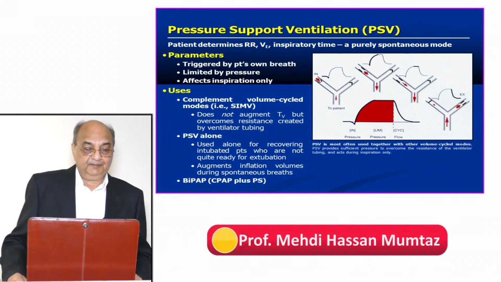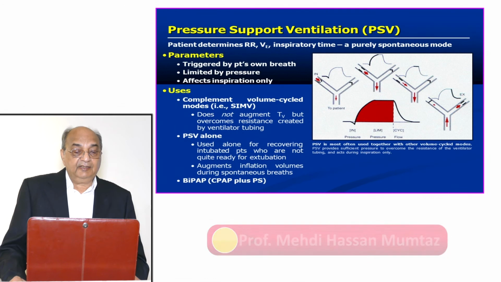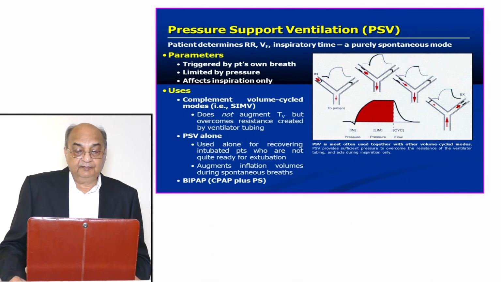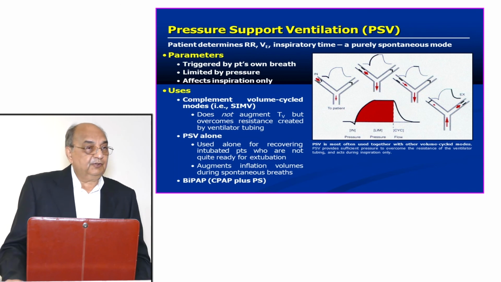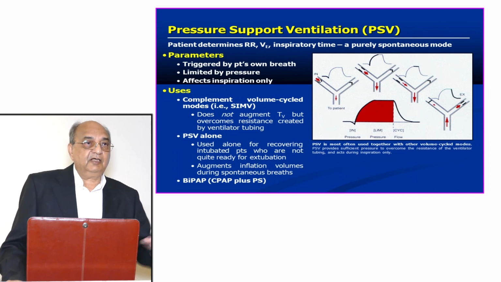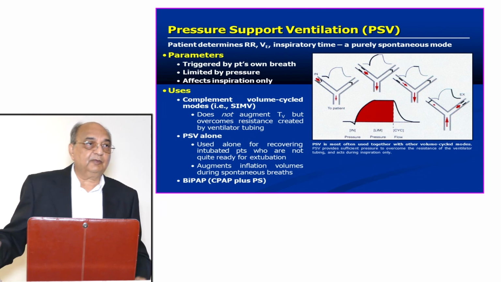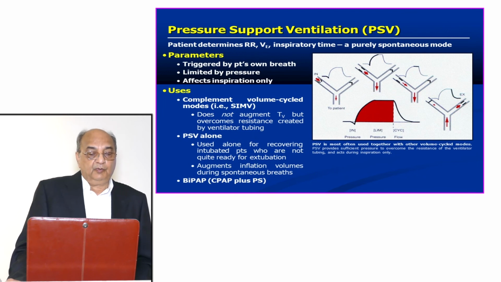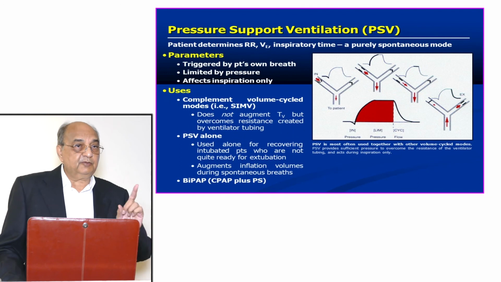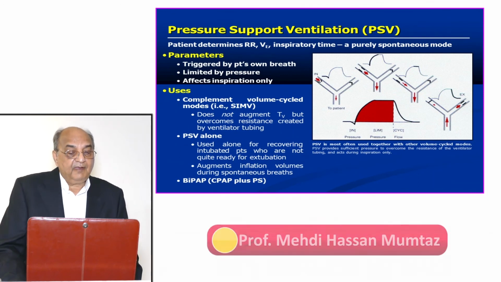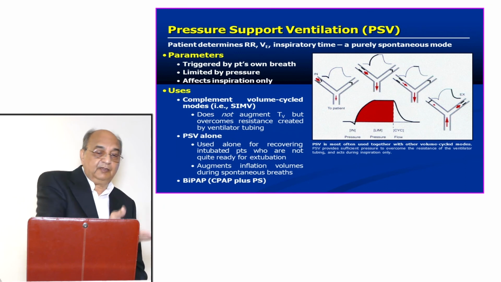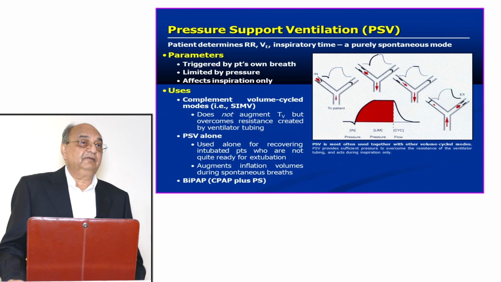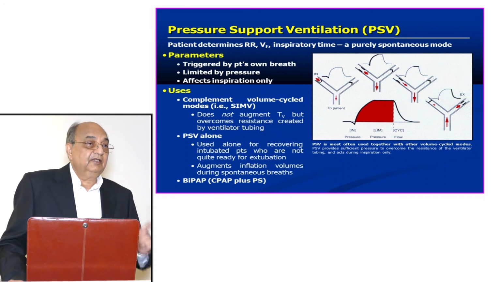Now, pressure support ventilation. Here the patient determines the respiratory rate and expiratory minute volume, a purely spontaneous mode. The patient is breathing spontaneously, but you give support to the patient. We give a push from behind, with a little pressure, and the patient takes the rest on their own. We adjust the pressure, we do IPAP. Now, parameters are triggered by the patient's own breath. The patient is breathing on their own respiration, limited by pressure. You adjust the pressure so that it gives a certain amount of pressure to achieve a desired volume. Then it affects the inspiration only. If you give only pressure support and the patient is breathing spontaneously, this affects the inspiration only. It does not affect the expiration.